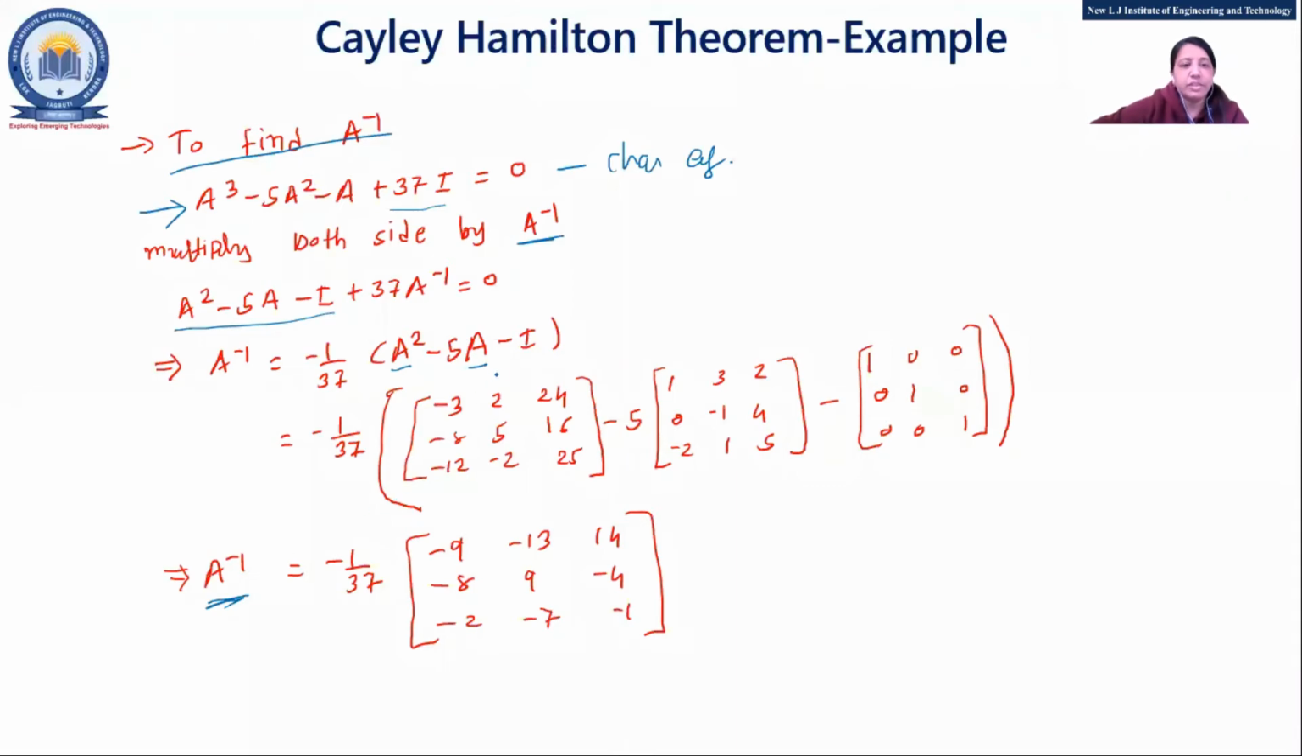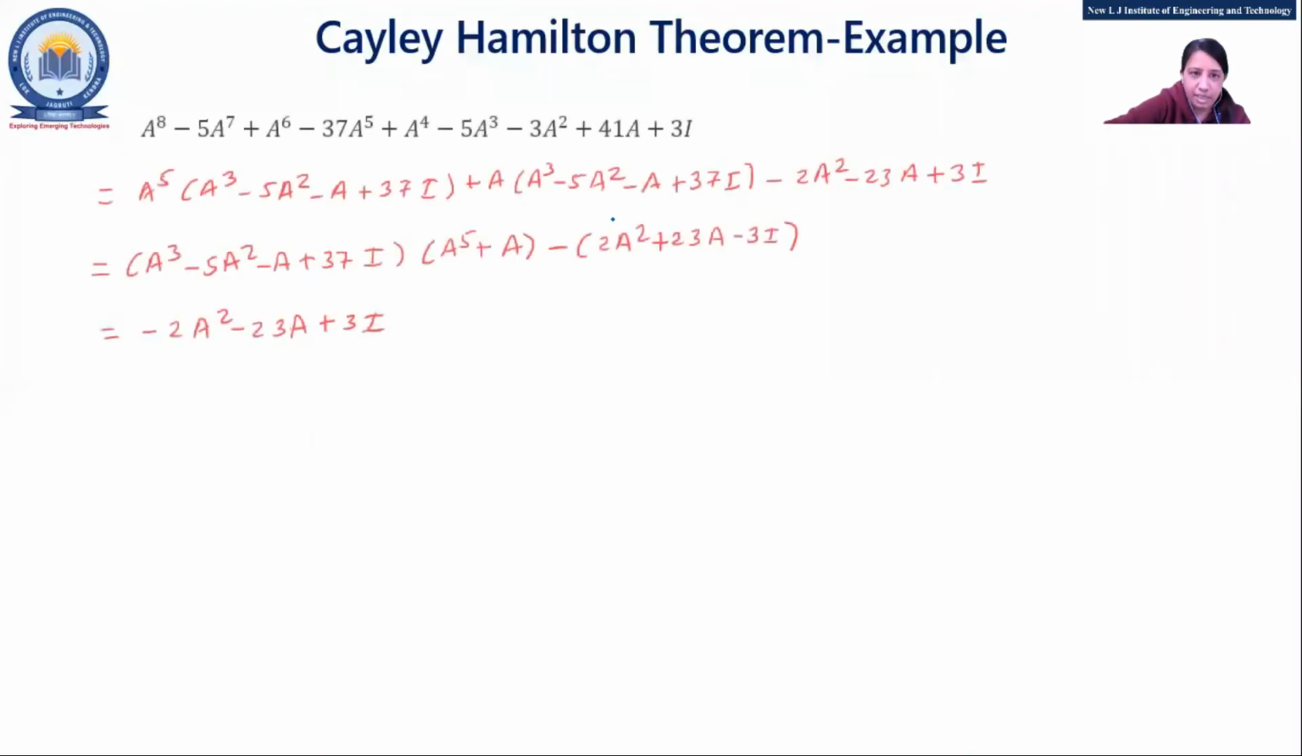Okay. First you need to find the characteristic equation. Then you need to check whether the characteristic equation is satisfied or not. And then go for finding the A inverse. To find out the A inverse, multiply both sides by A inverse. So two types of examples we have seen in Cayley-Hamilton. One is to solve some equation. The second is to find out the A inverse. And also it may be asked to verify the characteristic equation.